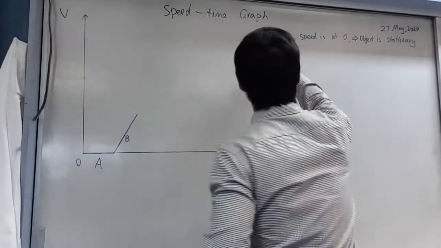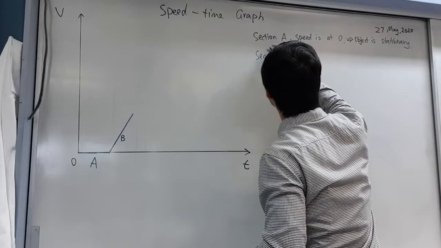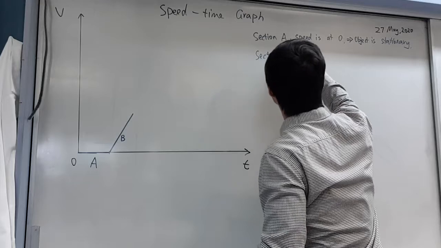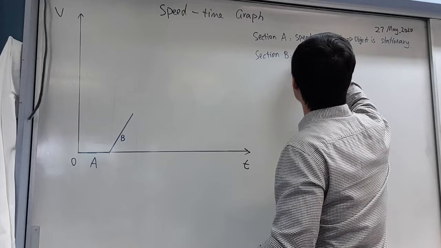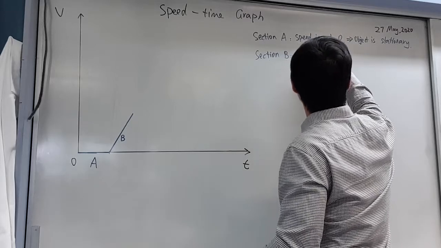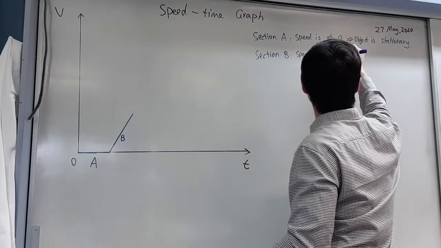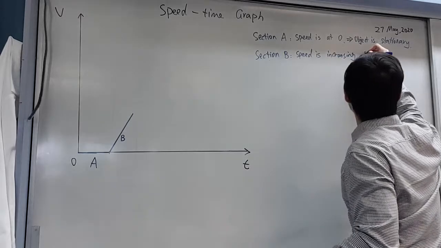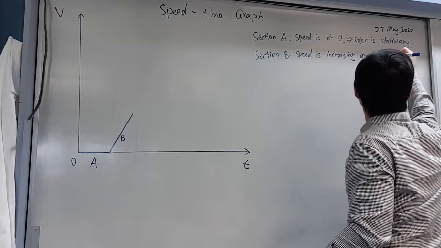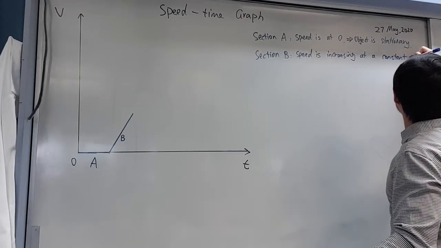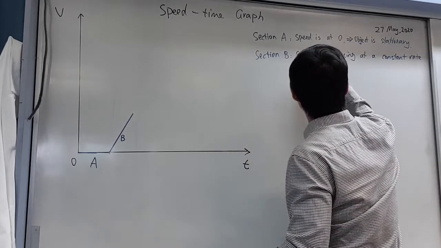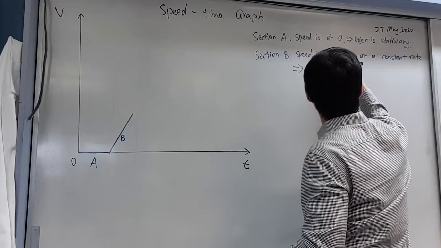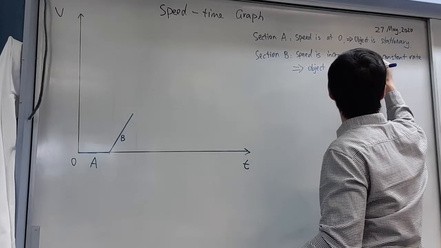Okay, say this section B, the speed is increasing at a constant rate. So we say the object has a constant acceleration.